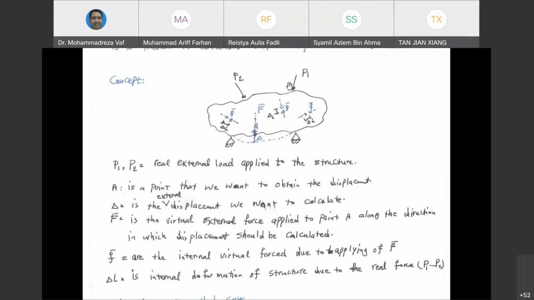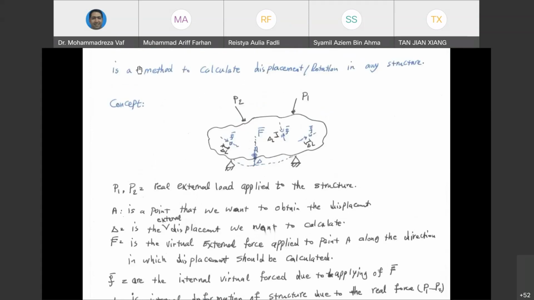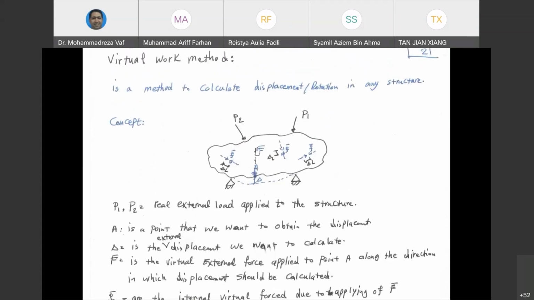In order to do this calculation, basically in the virtual work method, we are going to apply a force exactly to the location where we want to calculate the deflection, which in this case is point A. This force is going to be shown by F bar. F bar doesn't exist in reality, but we are going to apply it there. That's why we call it virtual work, meaning the work which is not real. So we apply F bar to that location, and exactly in the direction in which we want to calculate the deflection. If you want to calculate deflection horizontally, you need to apply it horizontally.